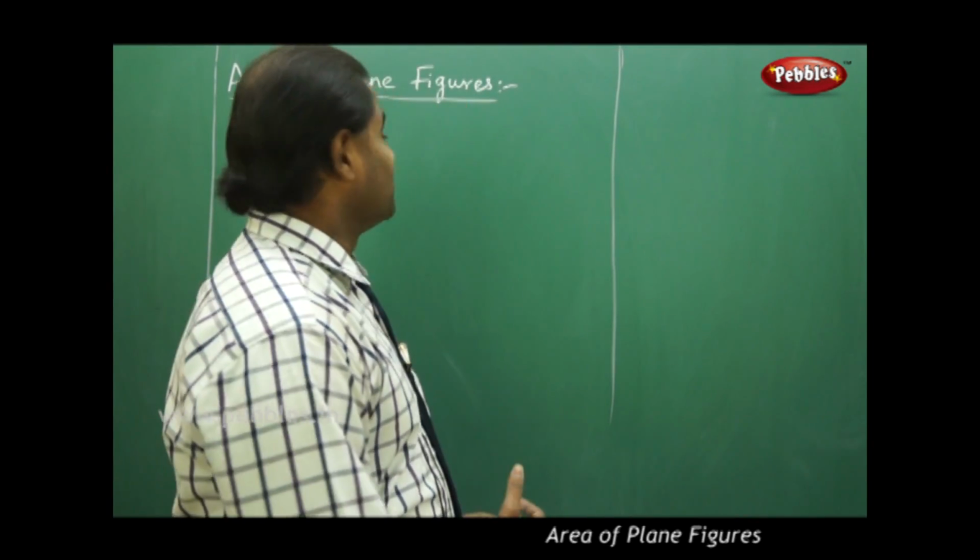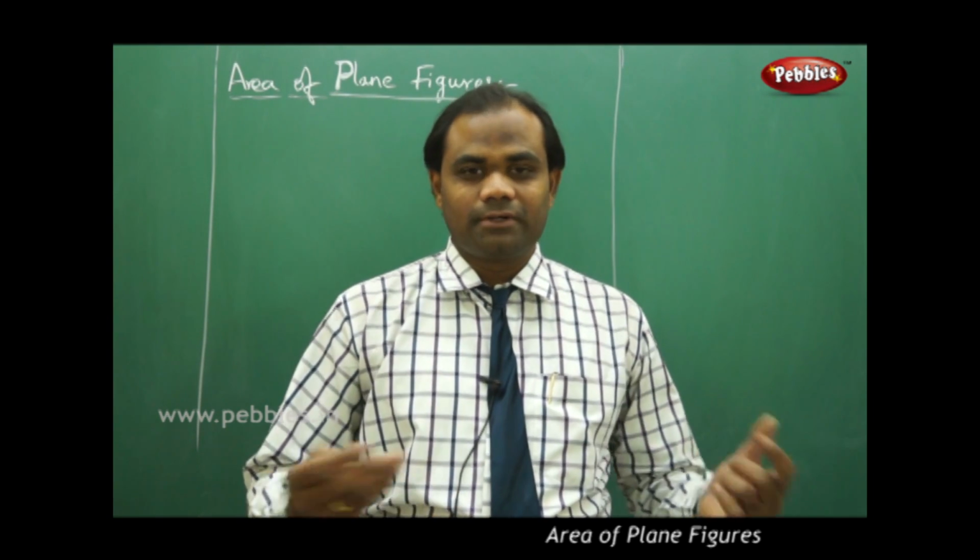So areas of plane figures is the new topic which we are going to discuss in this session. As we have seen so many figures in the previous session, four-sided closed figures, like we have seen the quadrilateral, the rhombus, the trapezium, the rectangle, the square, the kite. There are different three-sided figures also which have been discussed, like triangle, right angle triangle, isosceles triangle.